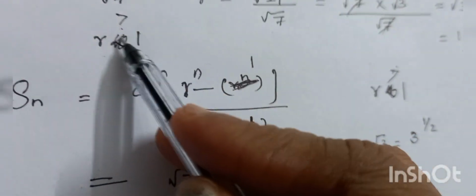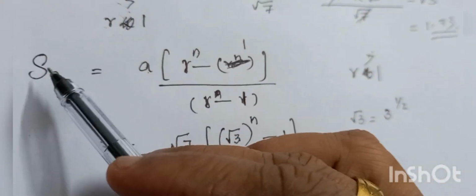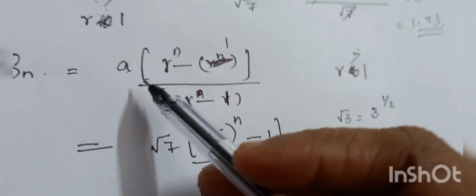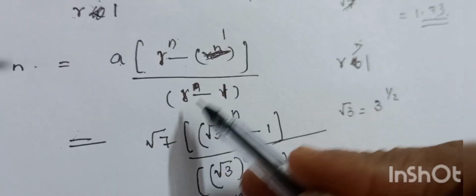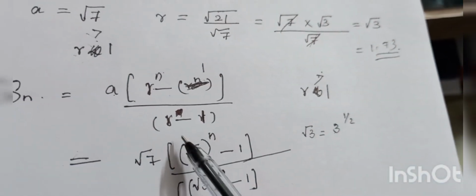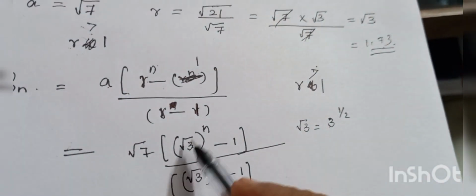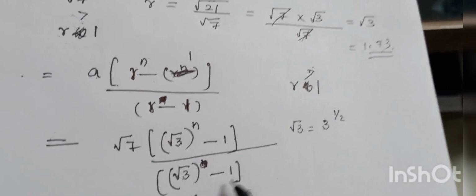So here R is greater than 1. Greater than 1. So we can apply Sn is equal to A into bracket R to the power n minus 1 by R minus 1. So substitute the value. What is A over here? A is equal to root 7. And what is R over here? Root 3 to the power n minus 1 by root 3 minus 1.